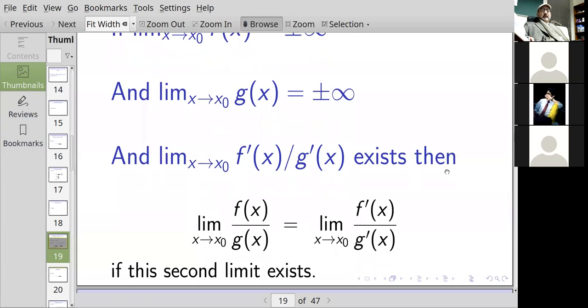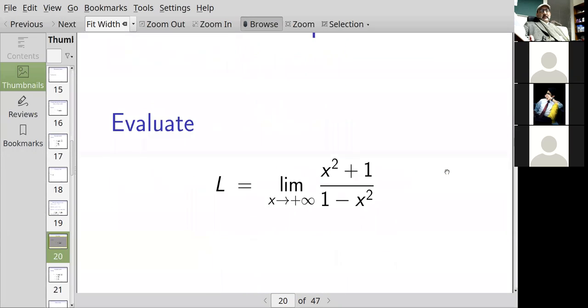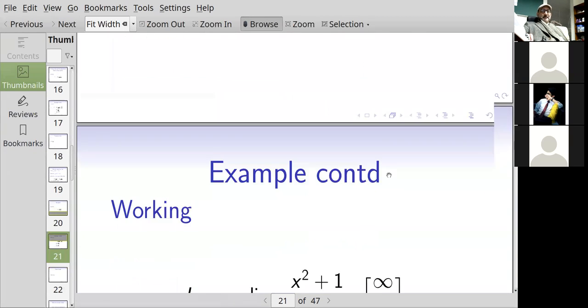Okay, so let's see an example. Let's say we want to evaluate the limit as x goes to infinity of x squared plus 1 over 1 minus x squared. Again, we've seen other ways of doing this. We could just divide top and bottom by x squared. That would be another way of doing it. But let's use L'Hopital's just to have an example of L'Hopital's rule.